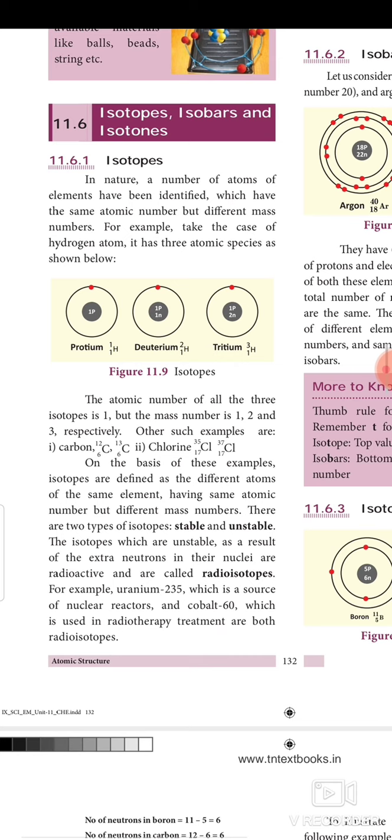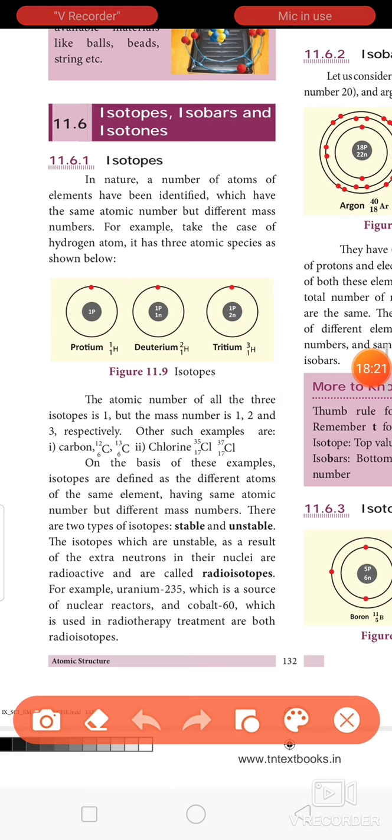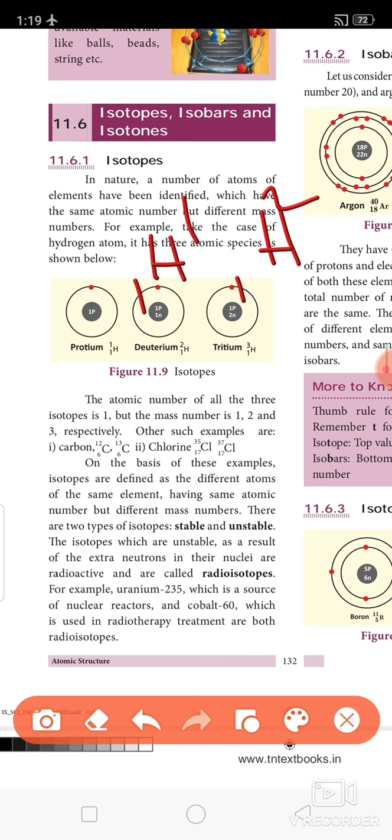11.6 Isotopes, Isobars and Isotones. What are isotopes? In nature, a number of atoms of elements have been identified which have the same atomic number but different mass number. See this example. For example, protium, deuterium, tritium. I can write them as H-1-1, H-1-2, H-1-3. The subscript 1, 1, 1 is the number of electrons, which is 1. The superscript 1, 2, 3 is the mass number.